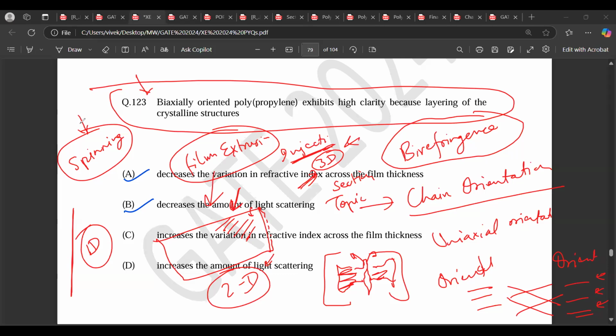Because you are all brilliant students, right? What I'm trying to tell you here is that orientation is very important in terms of optical properties, and one of the optical phenomena is called birefringence.